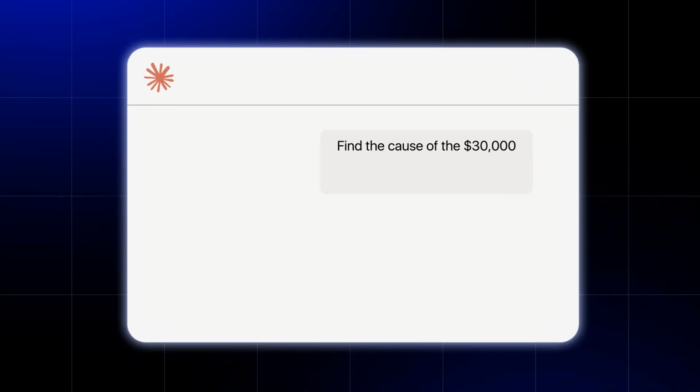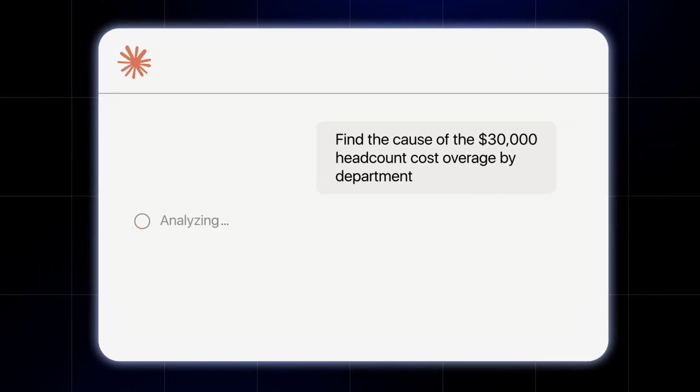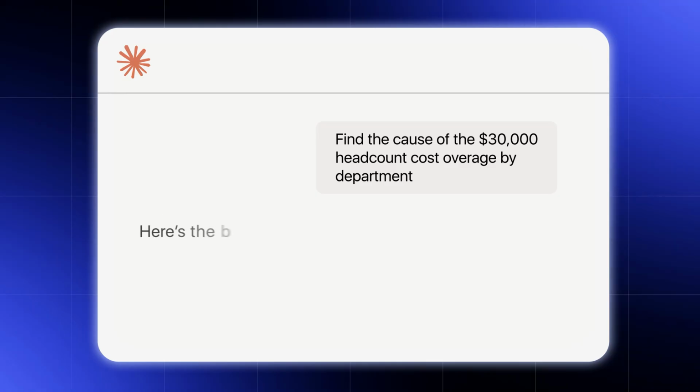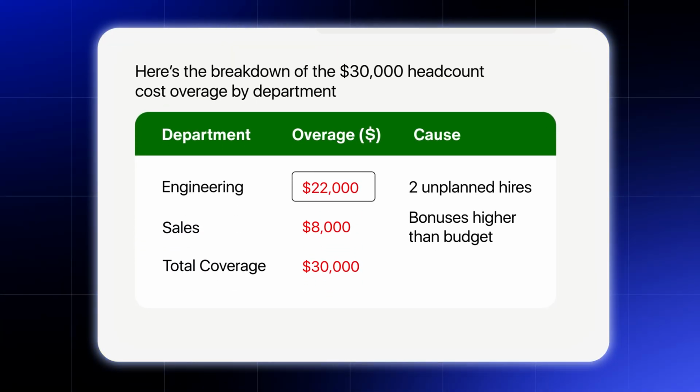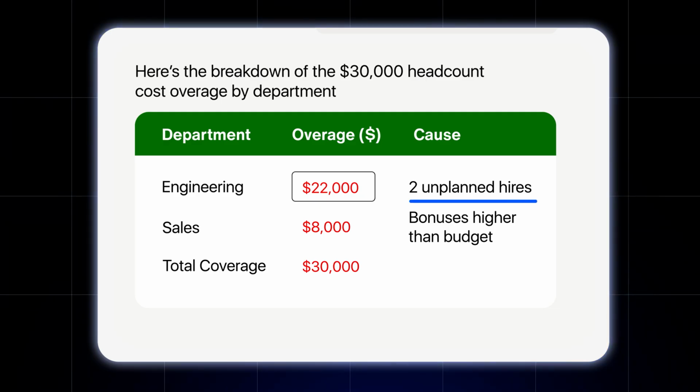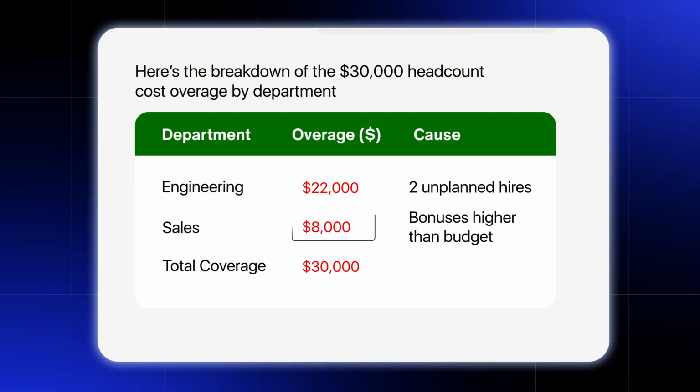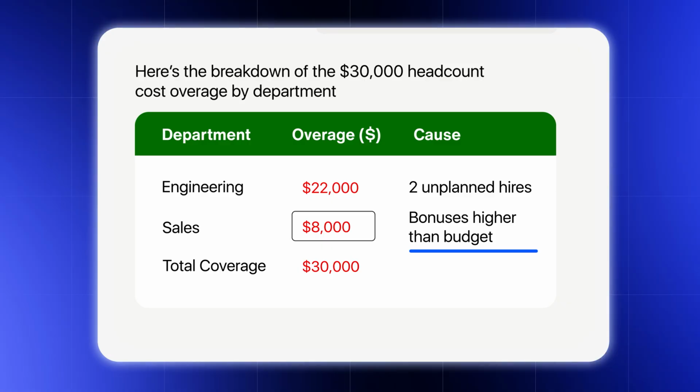Now, you can use the same approach on the headcount cost variance just by changing what you ask Claude to split it by. Claude might come back showing that $22,000 of overage came from 2 unplanned hires in the engineering department, and that $8,000 came from bonuses being higher than the budget. Now, your team has an actual explanation behind every line of the variance report, with each coming straight from Claude reading your data instead of your team guessing from incomplete information.